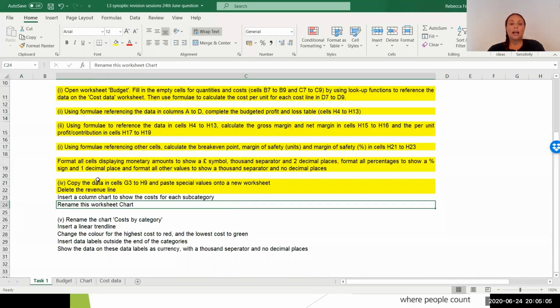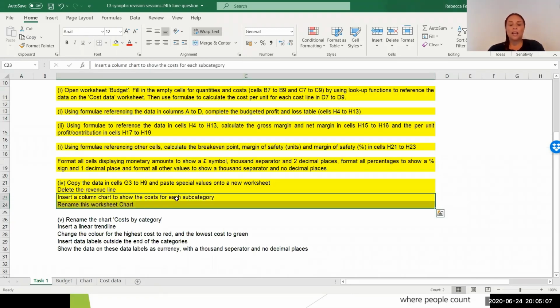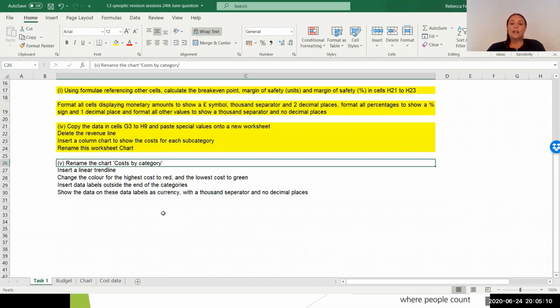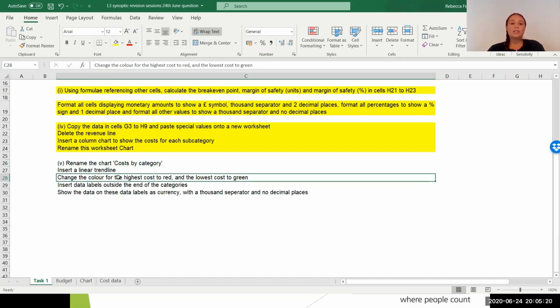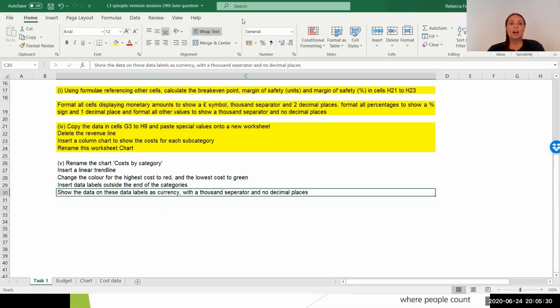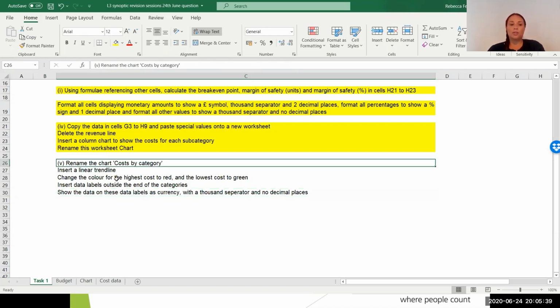Okay, let's have a look at our last bit then. So we've done these last points here. Last bit, always read all the requirements before you start. So rename the chart cost by category. Insert a linear trend line. Change the colour for the highest cost to red and the lowest cost to green. Insert some data labels outside the end of the categories and show the data on these labels as currency with a 1000 separator and no decimal places. So I now know what I need to do, and I'm going to go back to the first one and I'm going to do that one first.